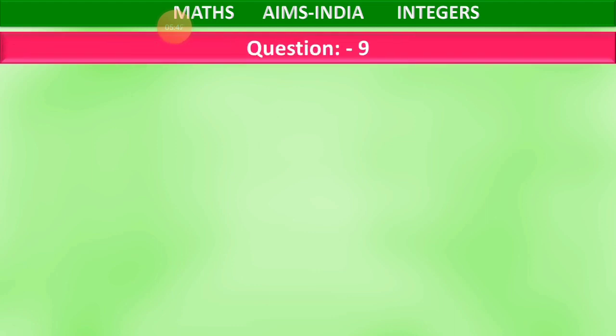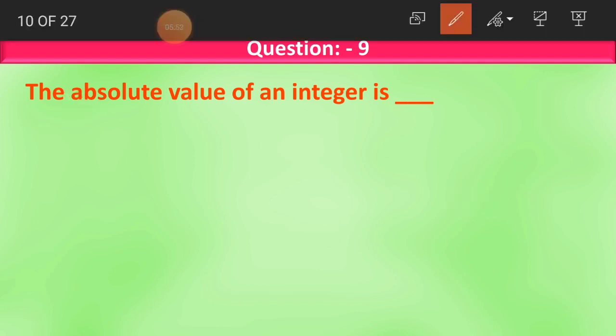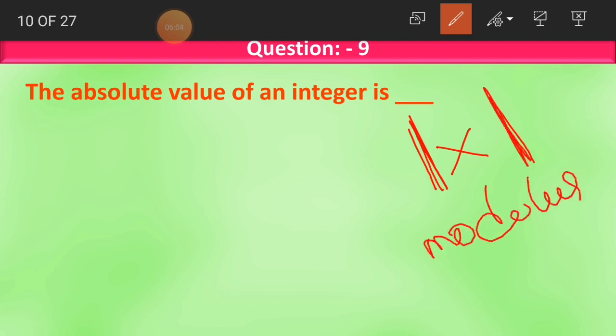Next question, question number 9. The absolute value of an integer is dash. Remember the absolute value. What is the absolute value? The absolute value is what we get by applying modulus. These two lines are called modulus, or in short we call it mod.